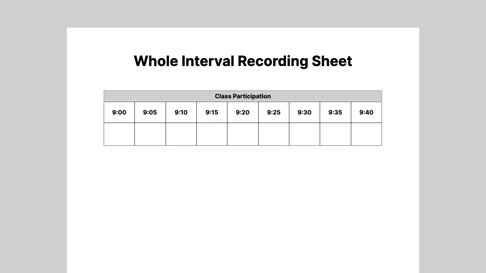For example, if our team decides to use 5-minute time intervals and the observation period is 45 minutes, we want to ensure there are at least 9 boxes on our data recording sheet, so we have sufficient space to document the occurrence or non-occurrence of the target behavior throughout each specified time interval. Whole interval recording procedures can be used to monitor desired behaviors, such as class participation.